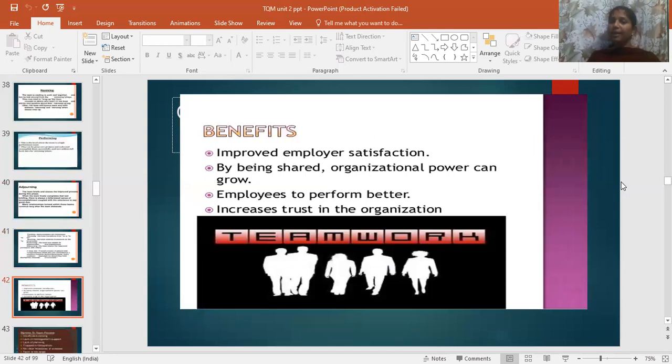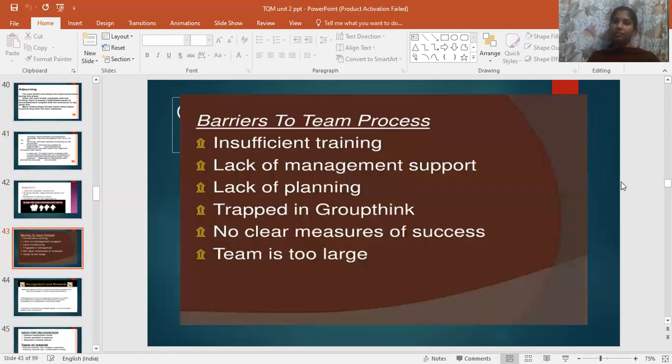So we have benefits like improved employee satisfaction, organizational power can grow, employees perform better, and trust will increase among them in the organization. Just as we have advantages, we have some barriers also. Insufficient training will become a barrier to the team's progress, then lack of management support, lack of planning, lack of planning tools. All this will create a barrier in the team.